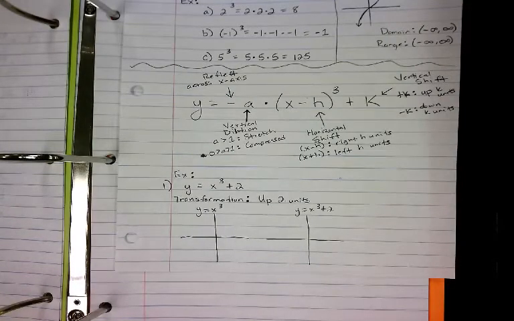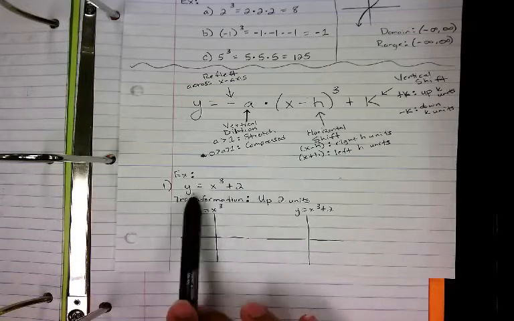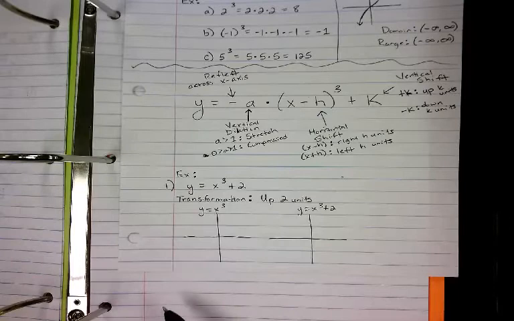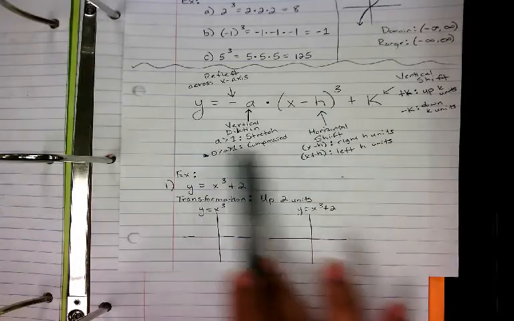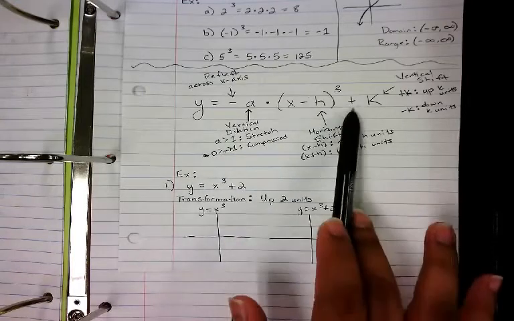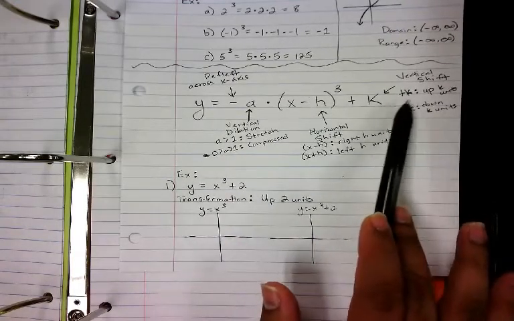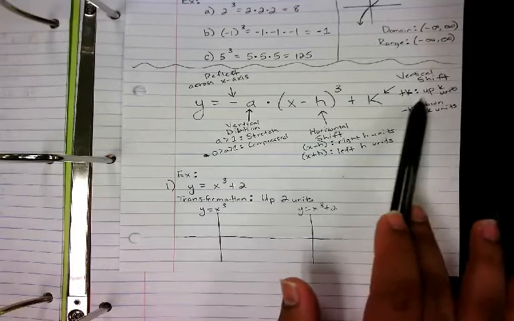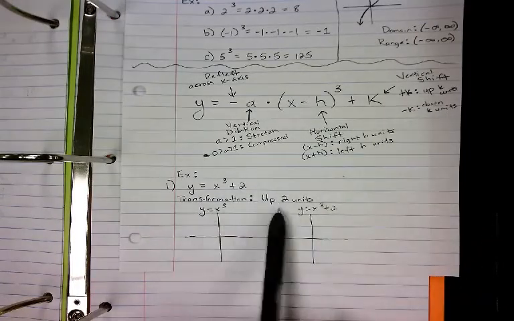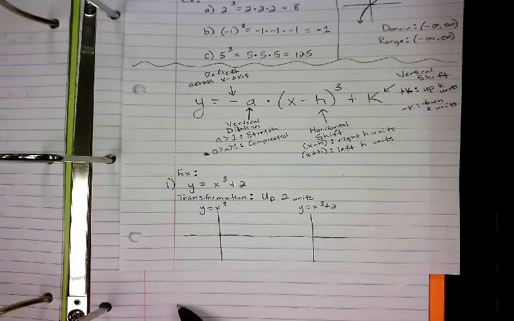Okay, so again, we wrote down the first example, which is y equals x cubed plus 2. Right, and we noticed that the only component from this equation is the plus k, which just says if it's plus k, it's up k units. If it's minus k, it's down k units. This is plus 2, so we're going up 2 units.